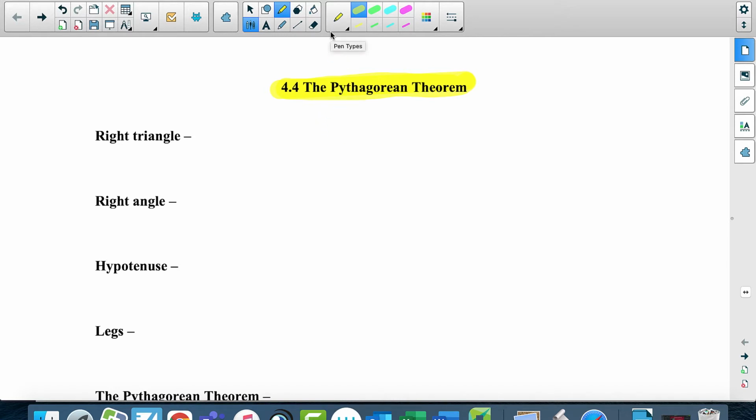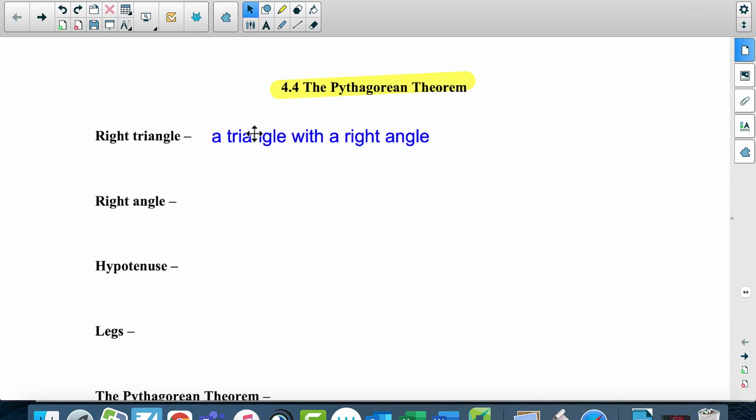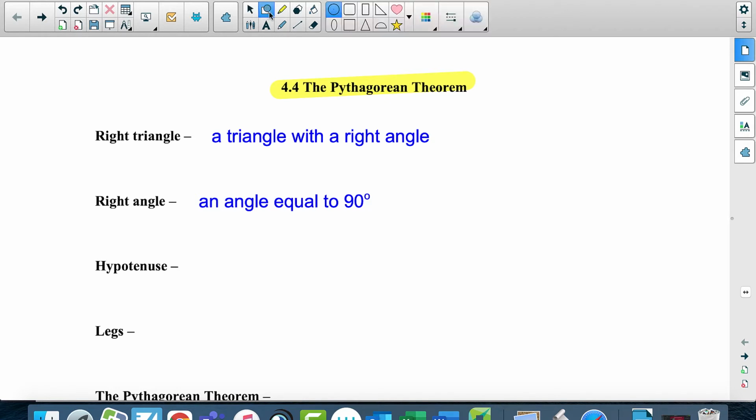So, in order to talk about this, we need to do a few definitions here. So first of all, right triangle. A right triangle is a triangle with a right angle. Great, but what's a right angle? A right angle is an angle equal to 90 degrees. So should I draw one of these? Yes, I think I should.